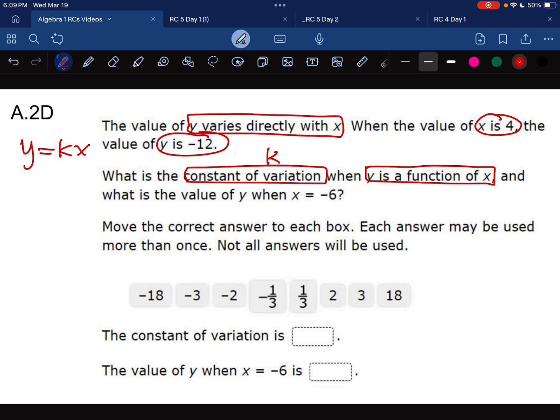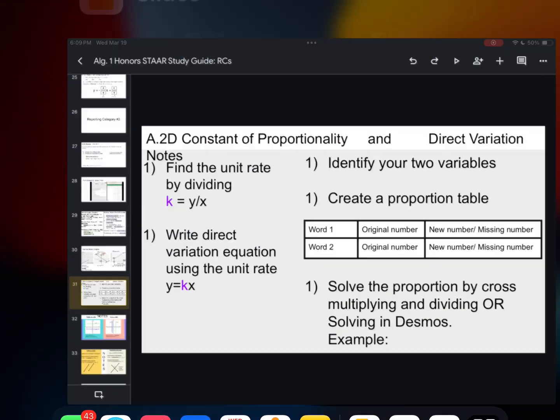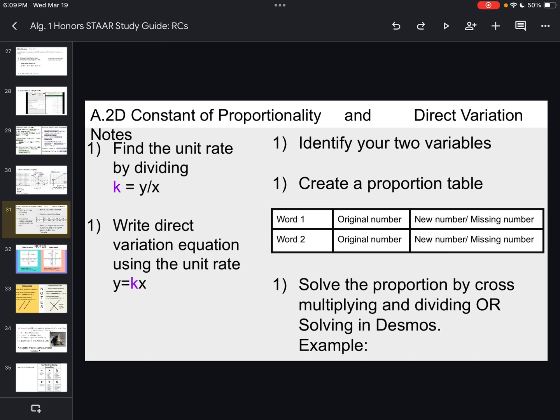And then they want me, there are so many ways I could find the second part where it says, what is the value of y when x is negative 6? There are so many ways. I could do a table. But let's find our k first. So anytime you need to find your k, let me look at my notes because maybe Ms. Martineau forgot. It's y over x.